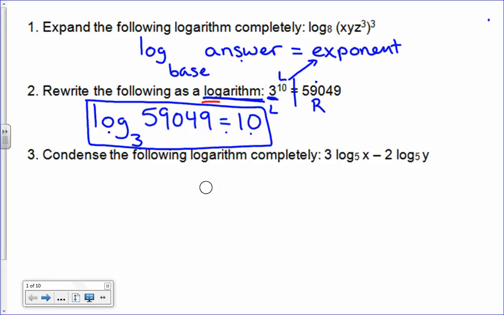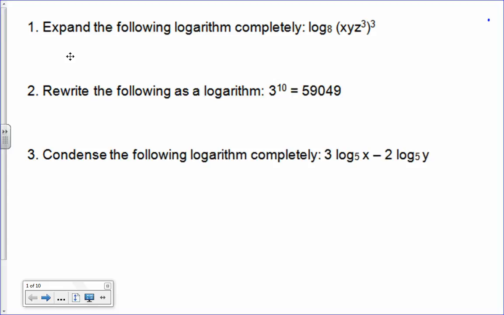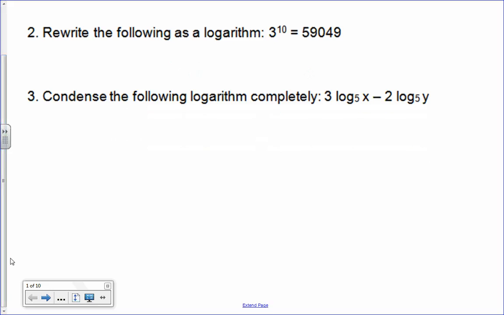All right, I'm going to erase these. We're going to go on to number 3. All right, if you look at number 3, it says condense the following logarithm completely. So you're going to go from 2 logs down to 1 log. So what I would do first is write the log and the base. In this case, the base is 5. So there's my 1 logarithm.